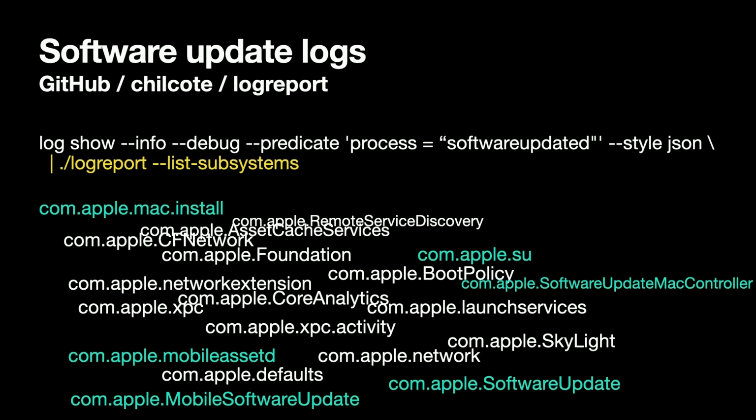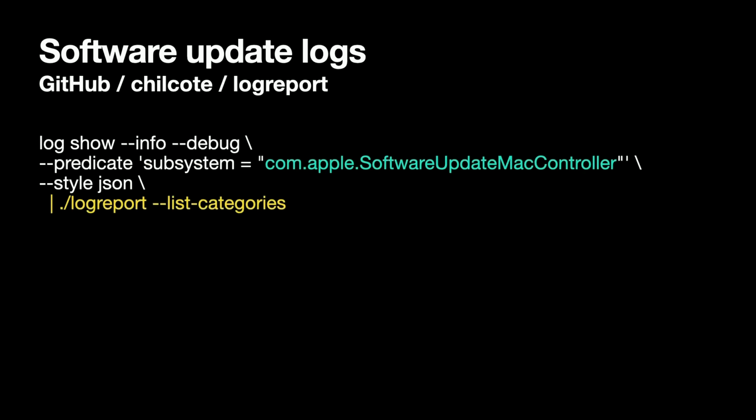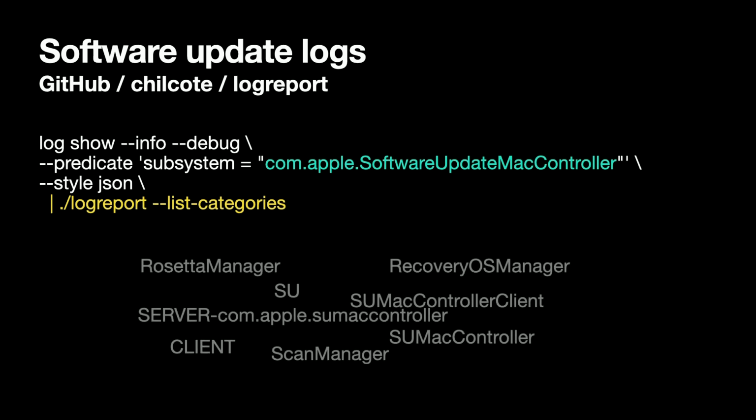So I took one of those, I think it's the software update Mac controller, threw that back into this log report thing and said, list me out all the categories that it found within the log search that I just did. And again, it's a reasonable number of categories, and these are optional. The developers don't have to add categories. It's a useful thing to narrow down your searches, but it's not something that they're expected to do.